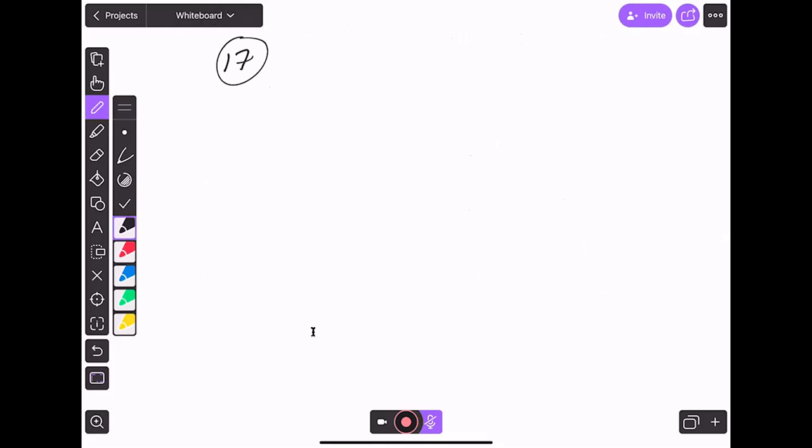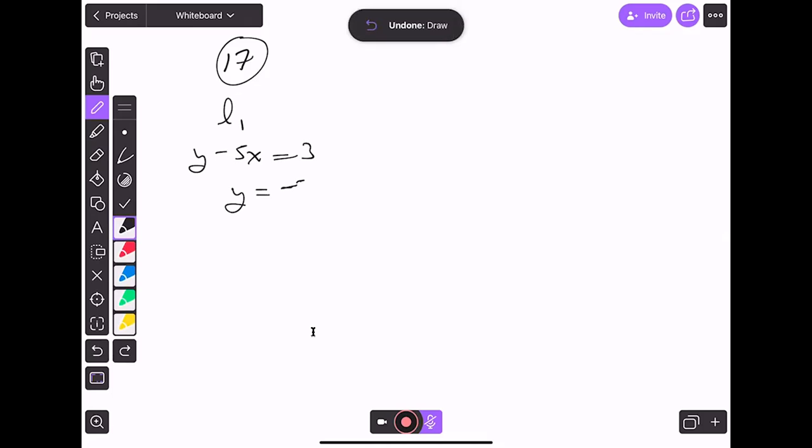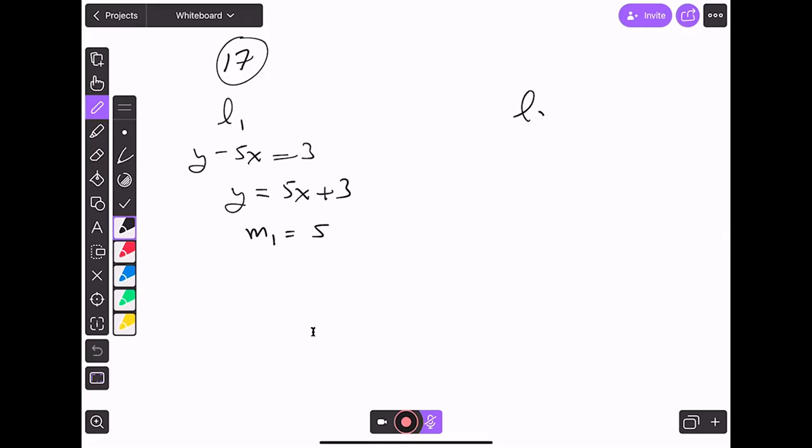And I kind of read it to you. It says to determine whether the lines are parallel, perpendicular, or neither. I don't know. Let's write this down. So L1 is a line whose equation is y minus 5x equals 3. I want to solve for y. So y equals 5x. Whoops. I'm adding 5x to both sides, plus 3. So m1 is 5.